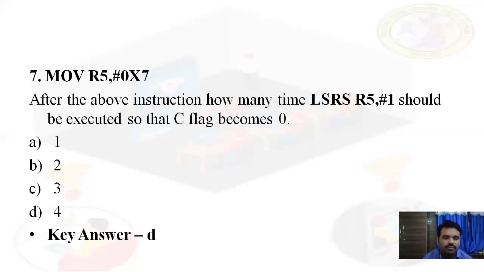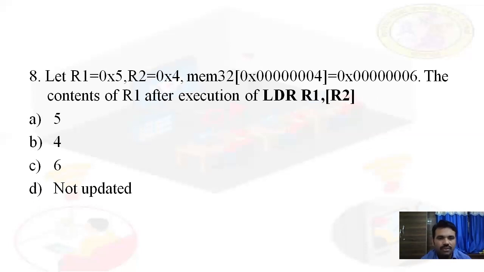That is D. Let R1 be equal to 5, R2 be equal to 4, and the 32-bit memory at address 4 stores the value 6. The contents of R1 after execution of LDR R1, [R2]. What will happen? What will be moved to R1? Whether the contents of R2 or the contents of the memory location pointed to by R2? Of course, the contents of the memory location pointed to by R2. Which memory does it point to? That is 0x00000004. What is the value stored there? 6. So the value 6 will be loaded to R1. Thus, the answer is C.